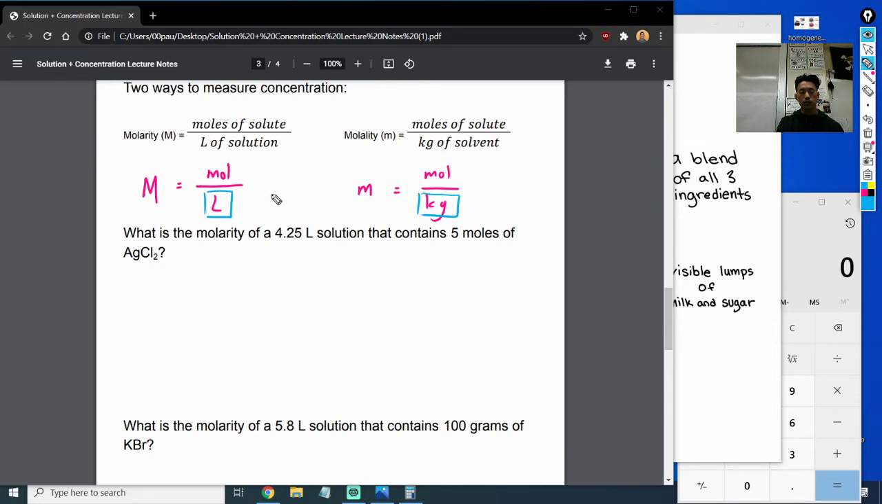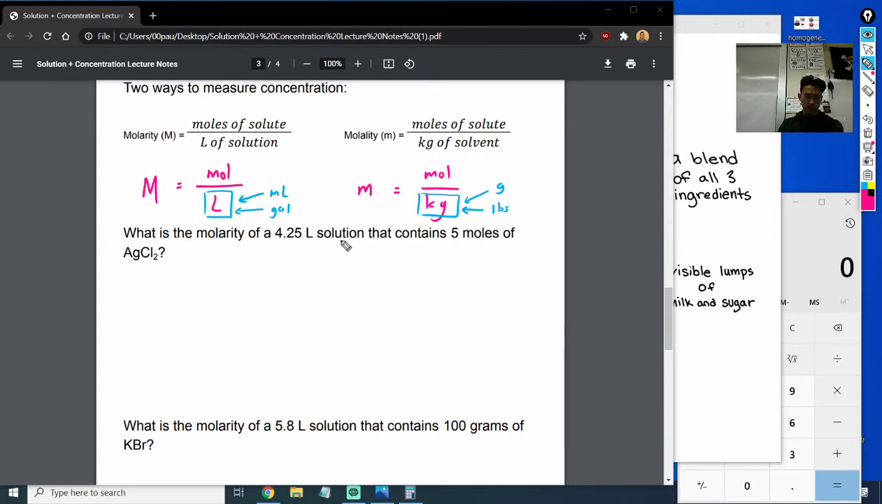So let's say that in the problem you get milliliters or gallons. You have to turn it into liters before you can put it on the bottom of the fraction. Similarly, if you get grams or pounds, you have to change it to kilograms before you put it on the bottom of the fraction. Same thing with the moles. You have to make sure moles is on top. But we'll get to that in a second.